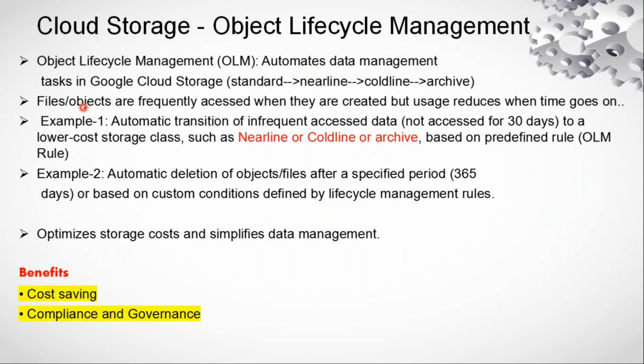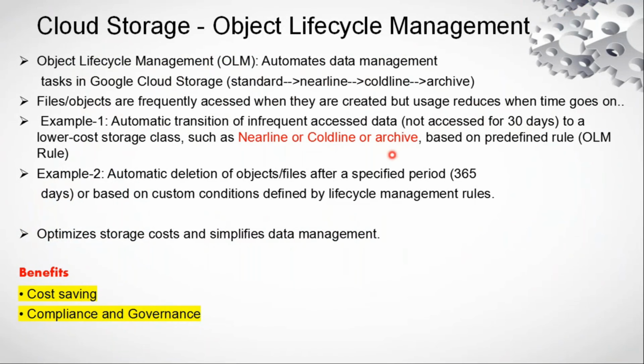In general, what happens? We upload the objects very frequently when we create them. But as time goes on, the usage reduces as time passes by. So what happens at that time? We can automatically transition the infrequently accessed data. Suppose we are not accessing the data for more than 30 days, we can switch that storage class to a low cost storage class such as Nearline, Coldline or Archive.